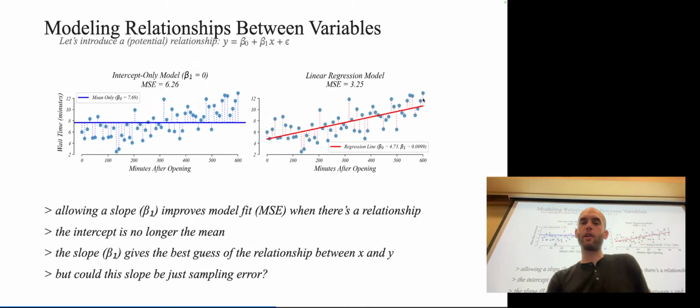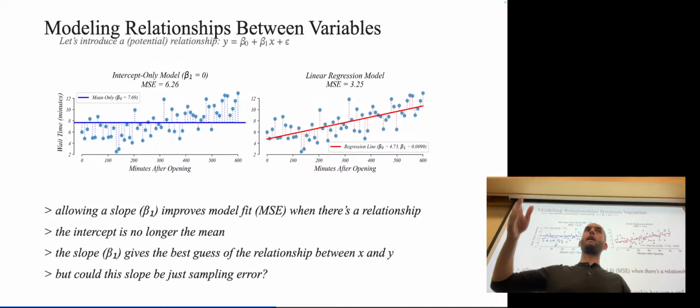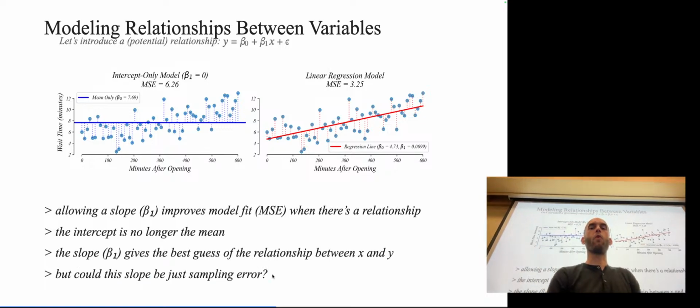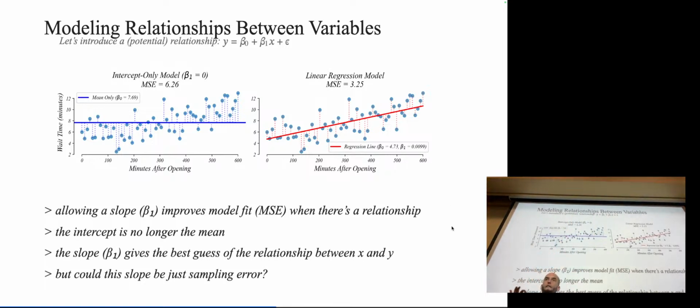So if I were to look at this picture and I were to say, there's a slope here, certainly in our data, there's a relationship between wait time and minutes after open. But if I were to ask you this last question, could this slope that we're observing, which is given to us here, could that be due simply to random variation in the data? So sampling error. What would you say? Could this slope be due to sampling error? Could it be that we've just simply drawn a bad sample? Or like a misleading sample?